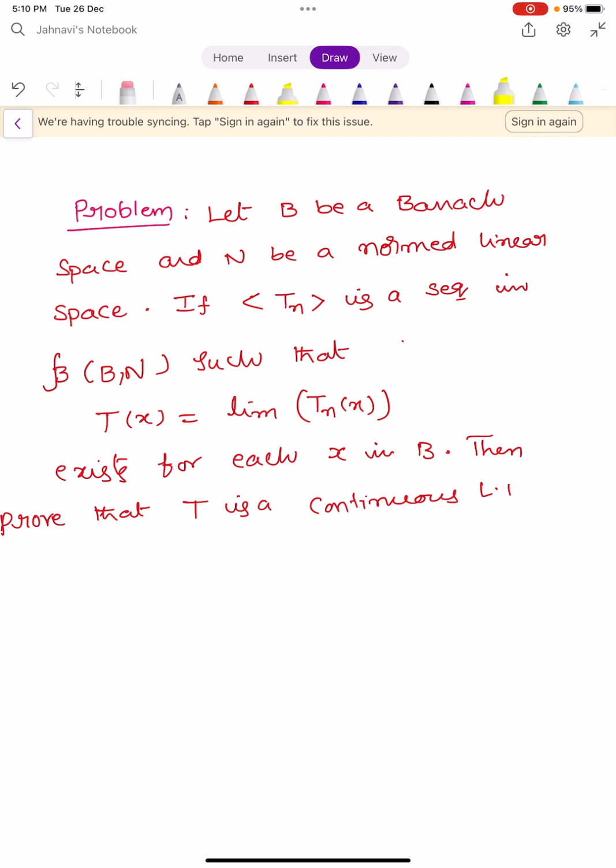Let us see. Let capital B be a Banach space and N be a normed linear space. If Tn is a sequence in the collection script B of B, N, such that T of x is equal to the limit of Tn of x exists for each x in capital B, then prove that capital T is a continuous linear transformation. This is our problem.